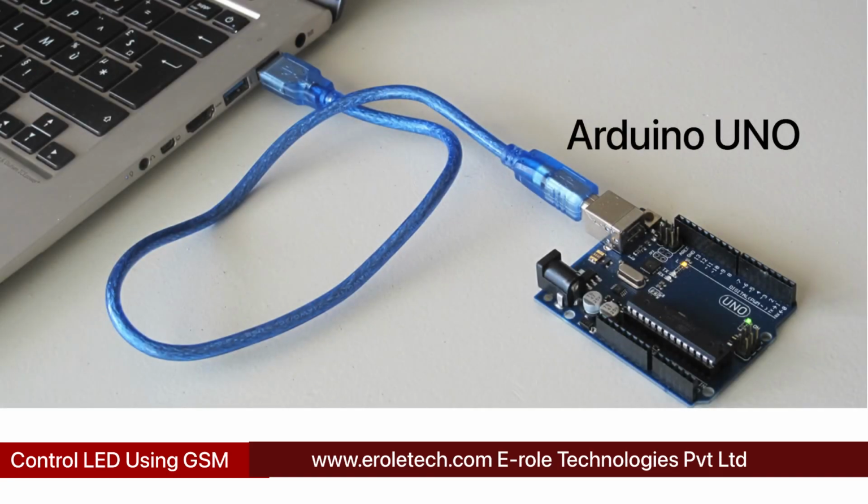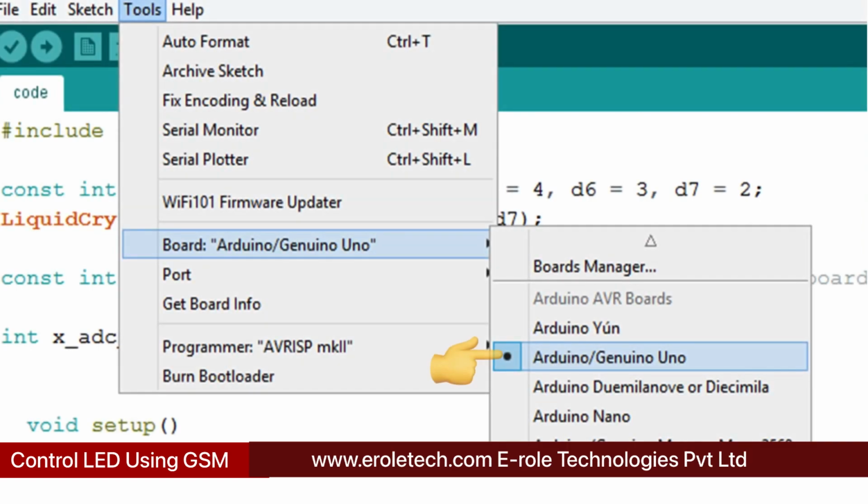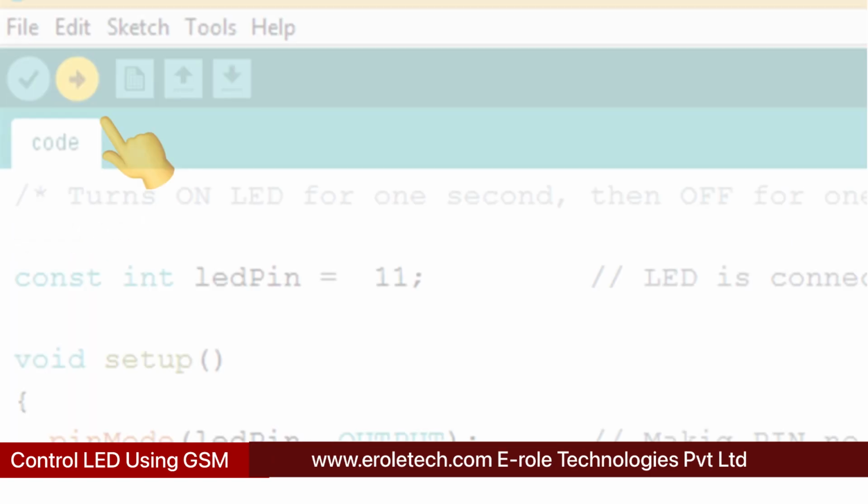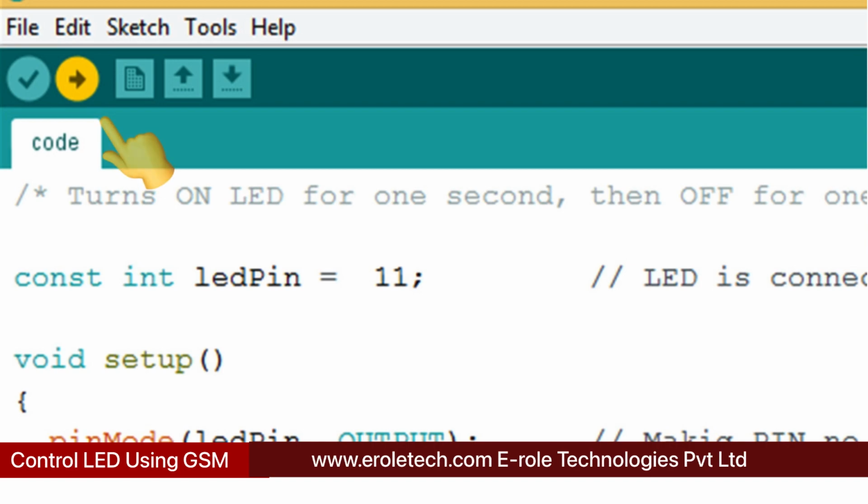For this, we will first connect the Arduino board to the USB port of our computer. Now we will go to the Tools menu and select Arduino Uno. Then, we will go to the port option and select the port at which Arduino is connected. Now, to transfer this code to our hardware, we will press this arrow button. Our code has been uploaded to the hardware successfully.